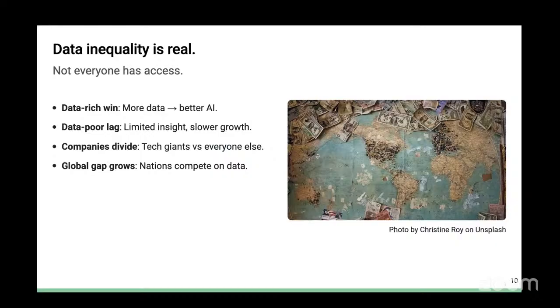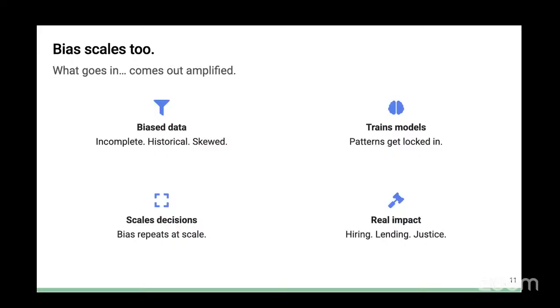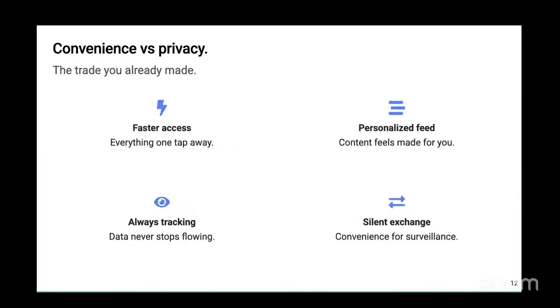And this imbalance scales. Organizations and countries with more data move faster and innovate more. Those without access fall behind, and a new kind of global divide is emerging. And whatever exists in the data scales as well. If the data is biased, the outcomes will be biased, and it's amplified across systems that make decisions, whether it's hiring, lending, or justice.